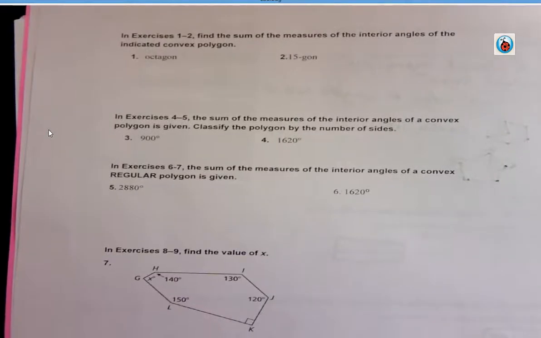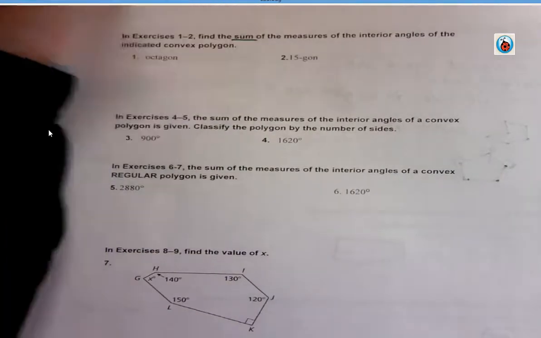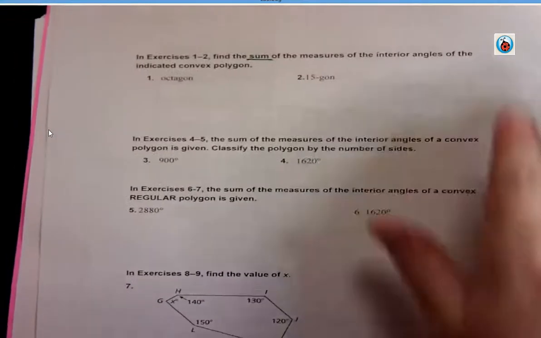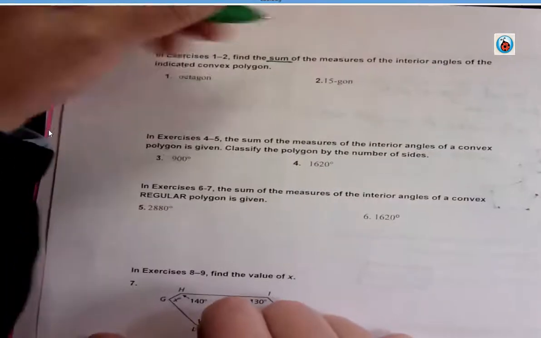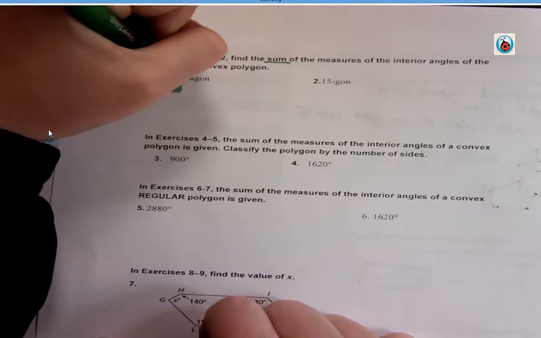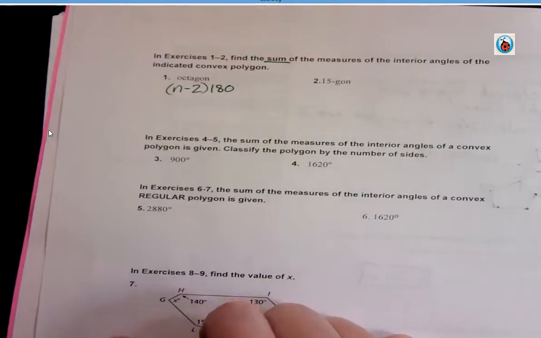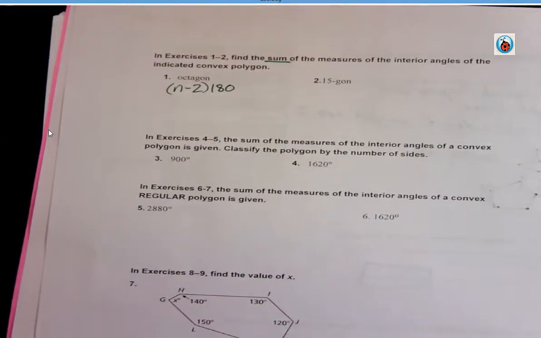Okay, so on to page 2. How this is going to work is I do one, you do one, I do one, you do one. Alright, it says find the sum of the measures of the interior angles. This is the sum right here, the formula we need for the sum of the angles. N minus 2 times 180.